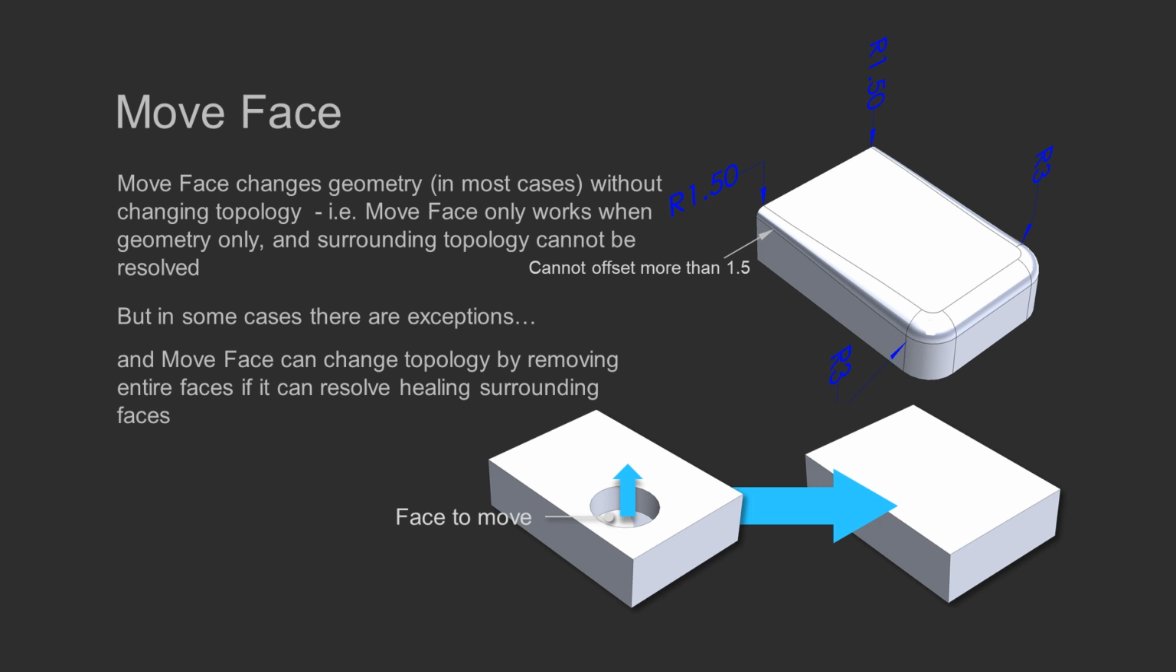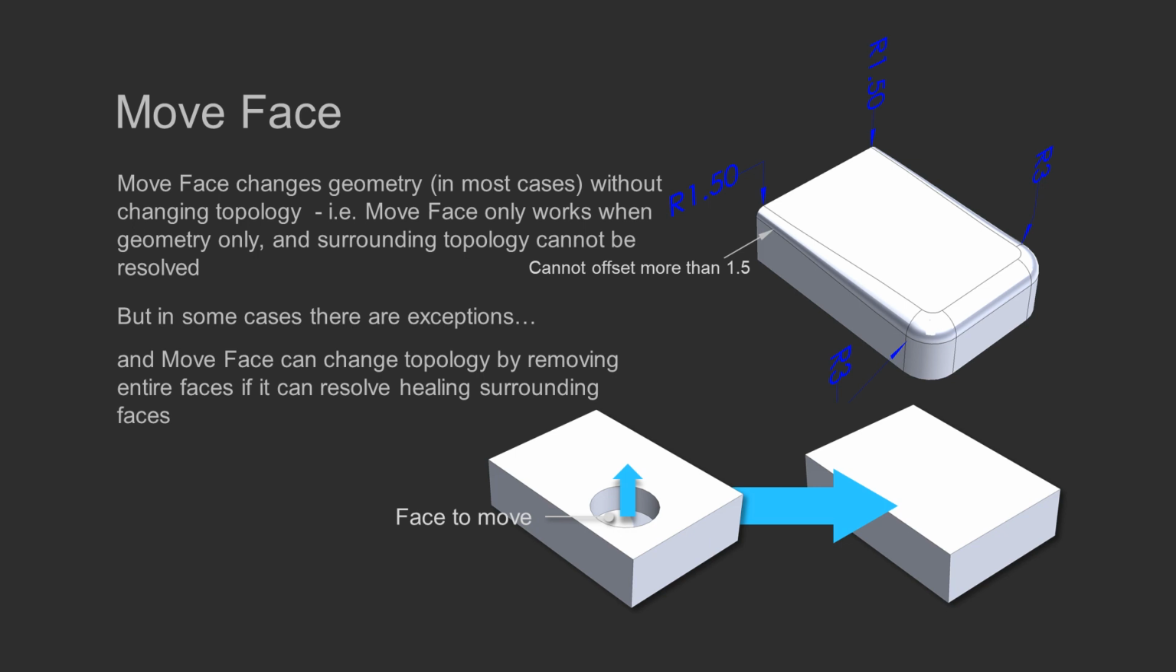In the example here where you have this box with a variable radius on it, if you want to take all the tangent faces of that model and offset them, you can do it, but you can only do it up to 1.5 millimeters. And the reason being, if you see there, the minimum radius of that variable radius is 1.5. So if you went beyond that, you would be changing the topology in a way that the model can't understand how to heal, because it can't understand how to do a variable radius on part of the model. So just an example of where you might not be able to do move face.